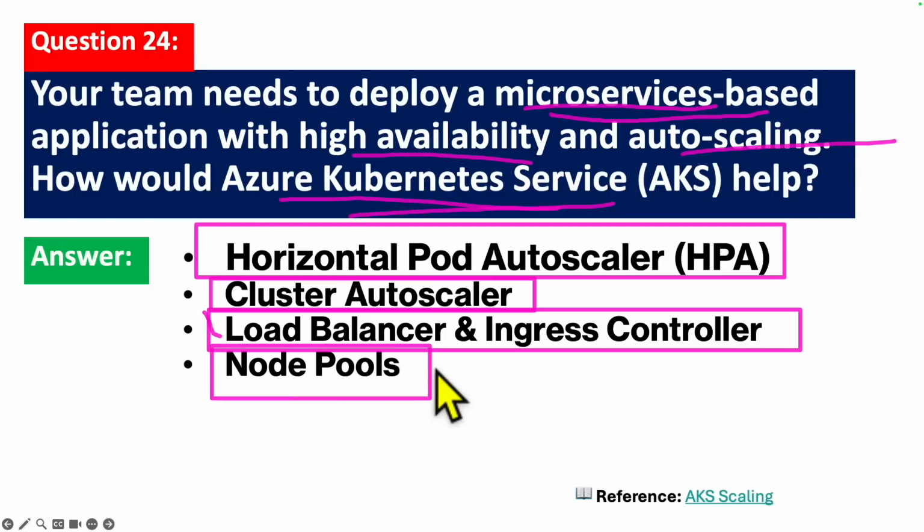And the next feature is node pools. This allows you to run different types of workloads on different VM sizes within the same cluster. This provides flexibility in managing resources and optimizing performance. So use these high-level features to talk about why you should be looking at Azure Kubernetes Service to help deploy this microservice-based application with high availability and auto scaling. Additionally, you can talk about some of the use cases which we mentioned before, like development and testing, microservices, batch processing, high availability applications, things like that.